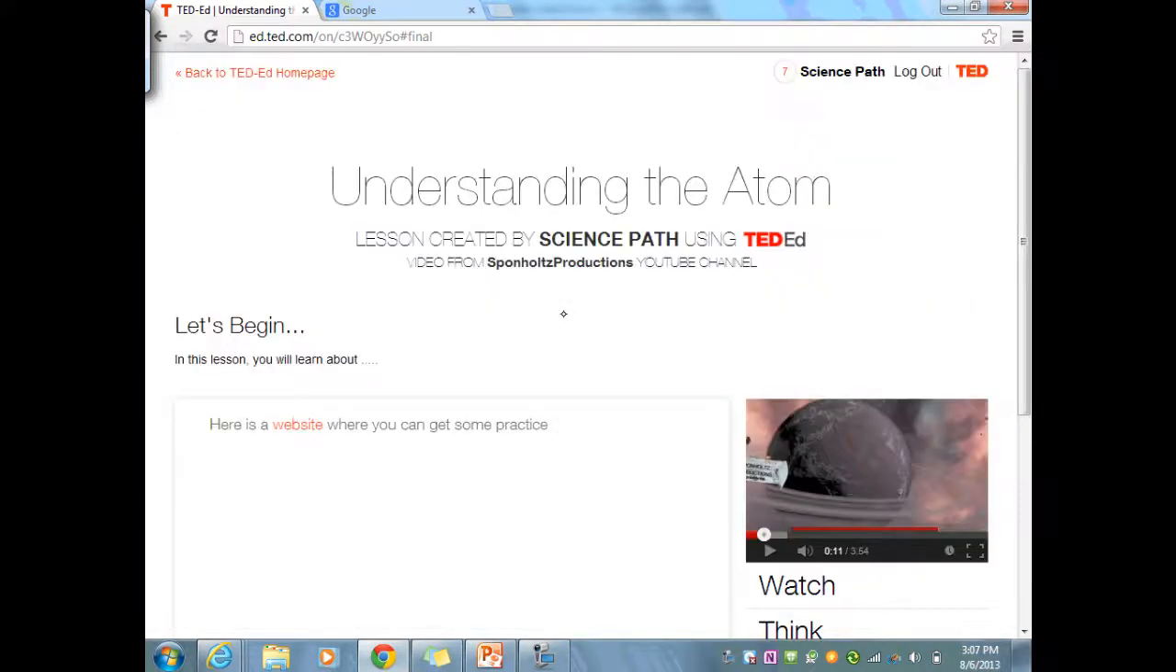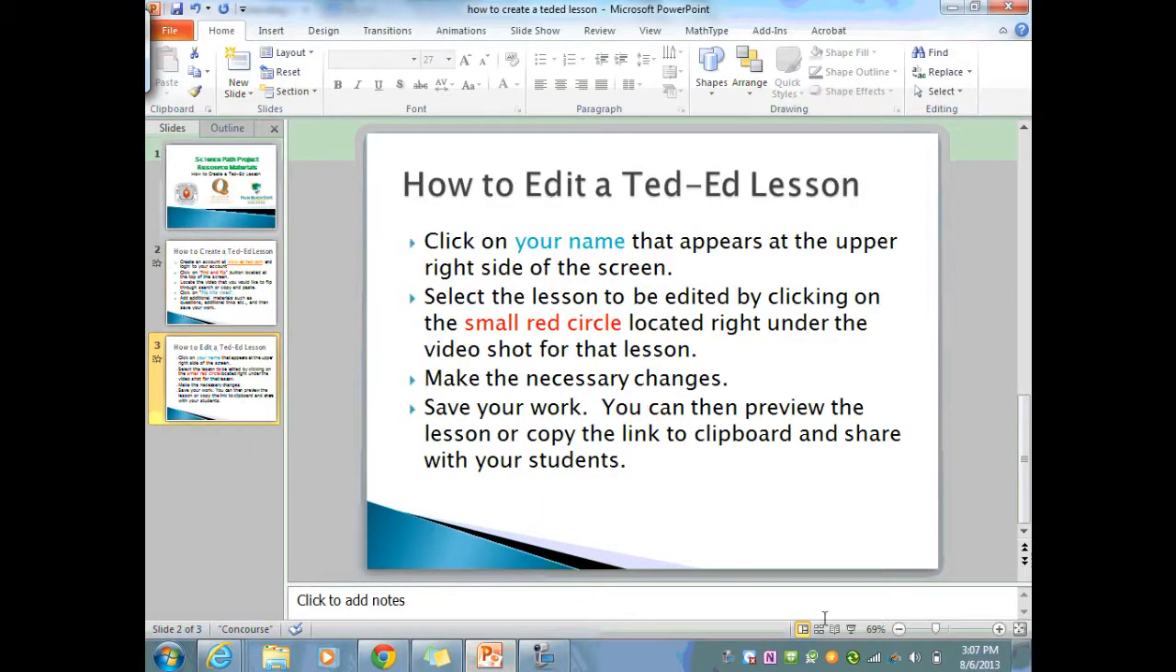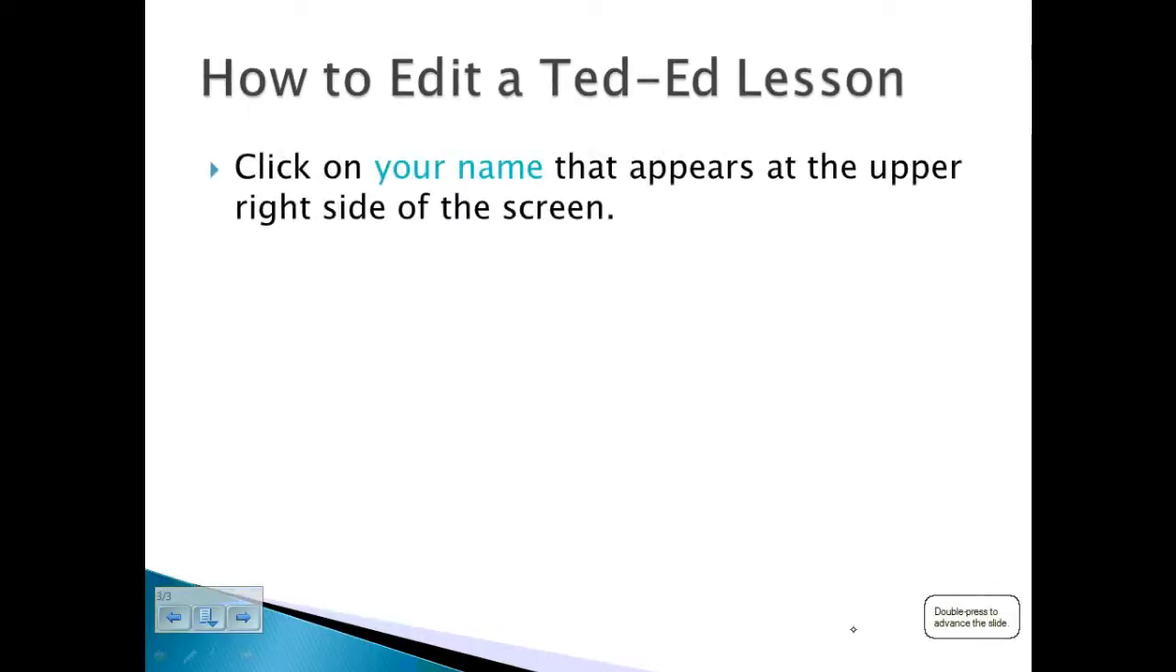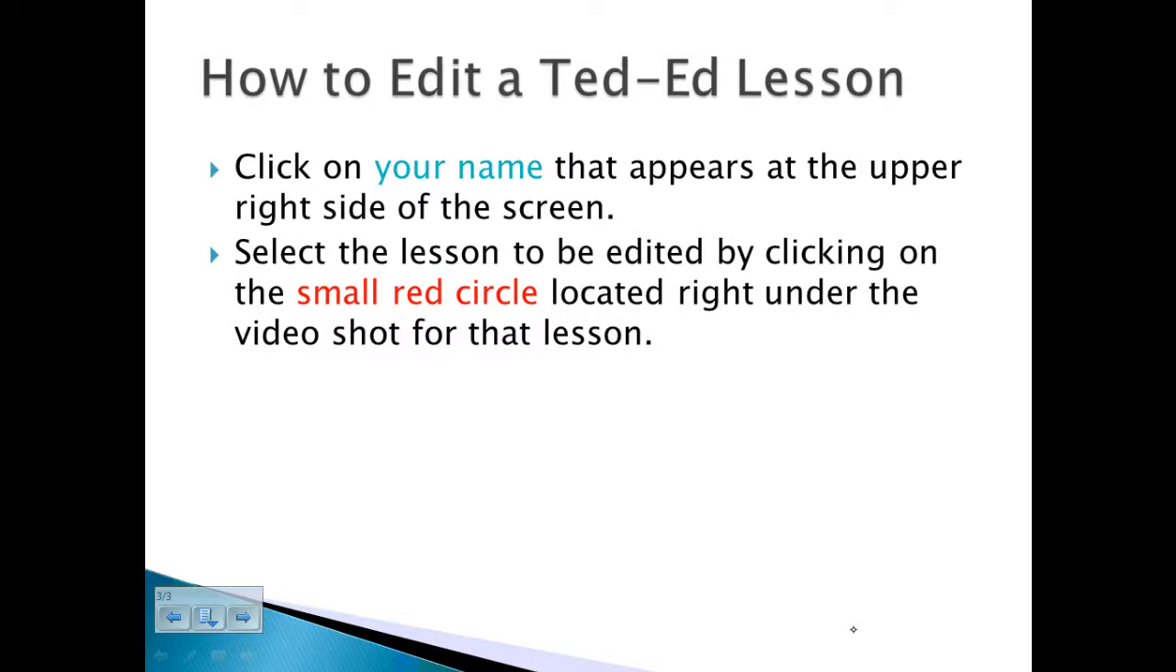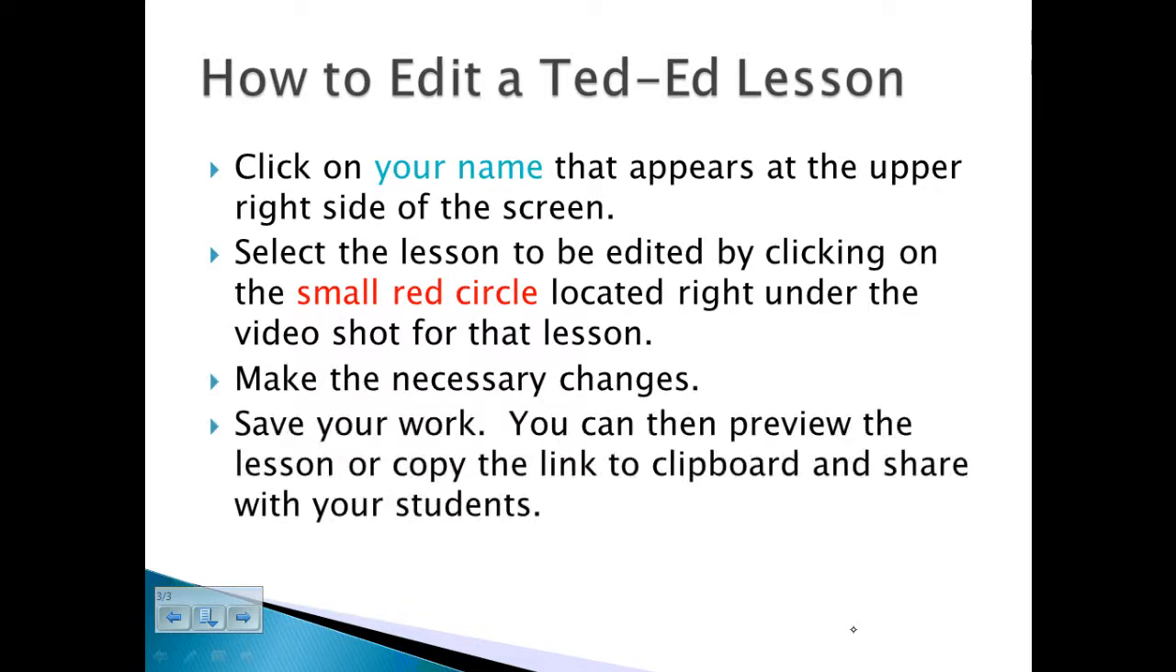Now, let's just say that there was a problem with this and you wanted to go back and edit the entire video. So first of all, let's go through the steps for editing your lesson. So to do that, first of all, we're going to click on your name that appears at the upper right side of the screen. Then you will select the lesson to be edited by clicking on the small red circle. You will make the necessary changes and then save your work. You can then preview it, and there's also a way to copy the link so that you can give it and share it with your students.